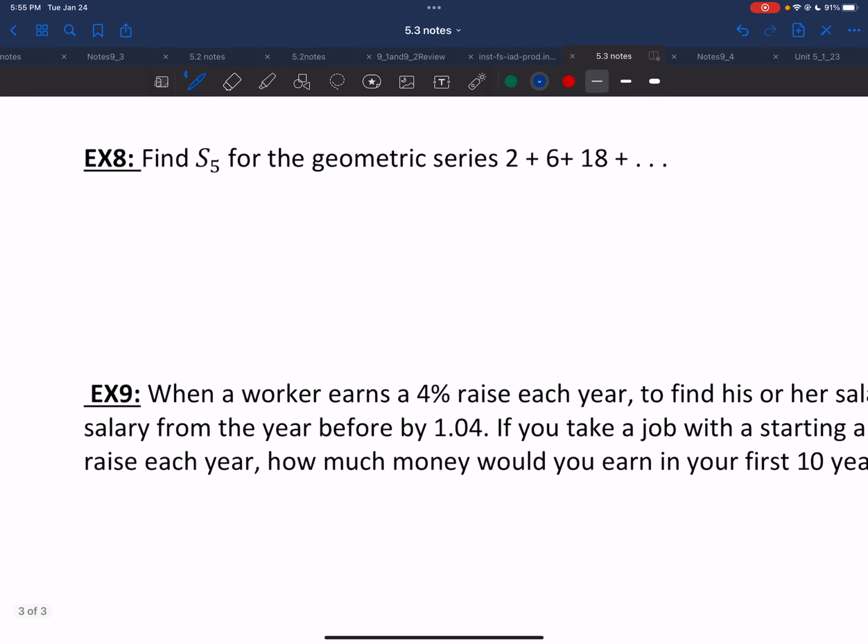Do example 8. We want to find S5 for the geometric series 2 plus 6 plus 18 and so forth. This S5 gives me the hint that I want 5 terms in my series added together. My first term, A1, is equal to 2. And then to find my ratio, I take 6 and divide it by 2, and my ratio is 3. So on to my equation. So I have 2 times 1 minus 3 to the 5th over 1 minus 3.